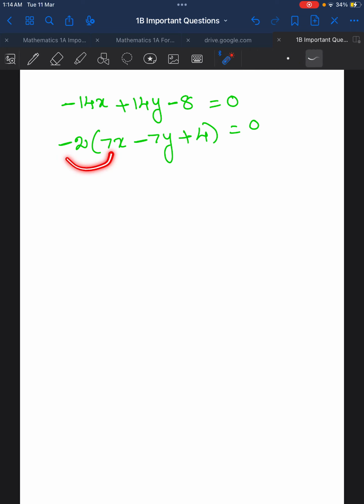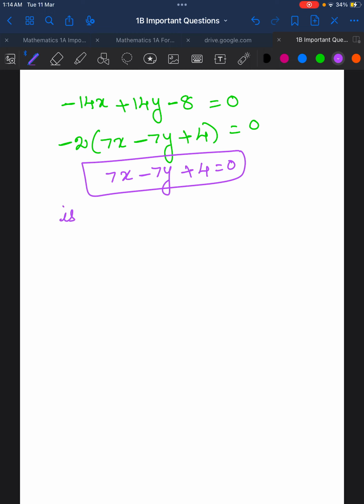Check it. Minus 14 plus 14 minus 8. You got it clearly? So minus 2 we can take to the right side and remove it. So it will become 7x minus 7y plus 4 is equal to 0, is the required equation of locus. You must mention this sentence.